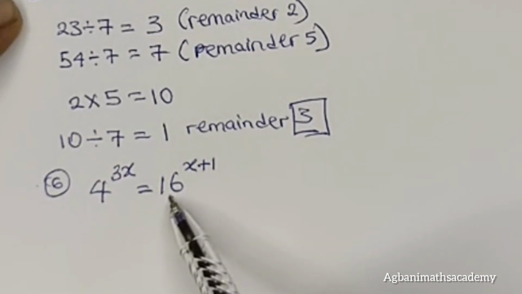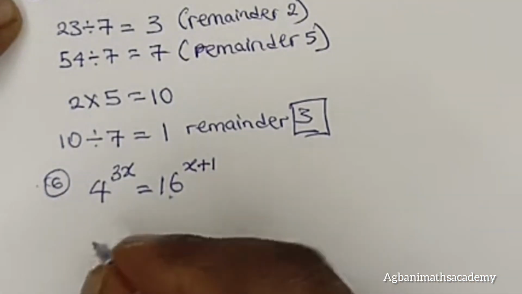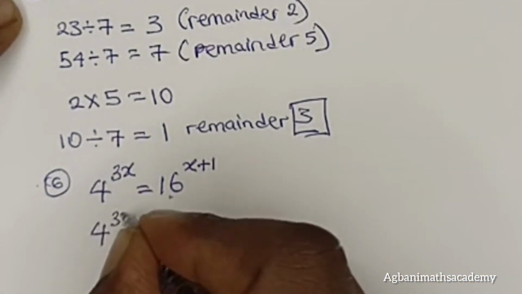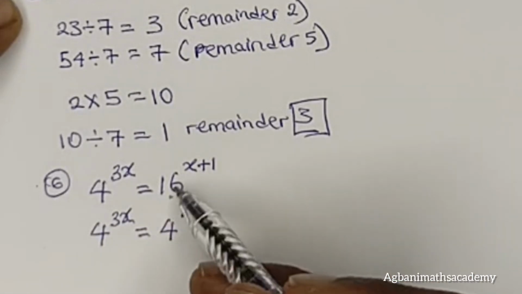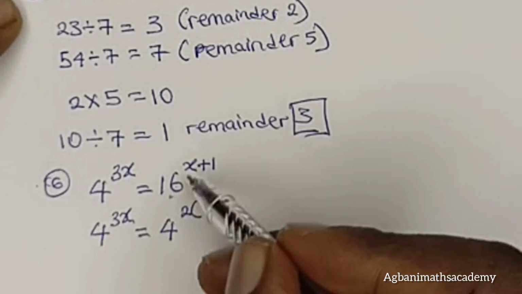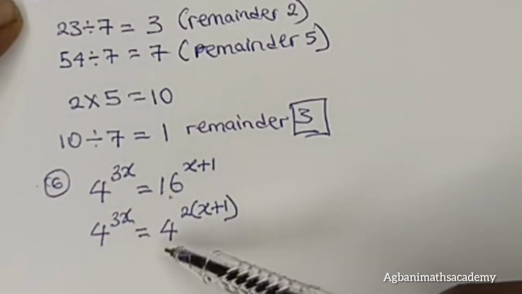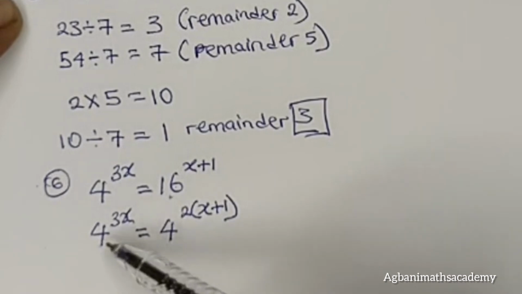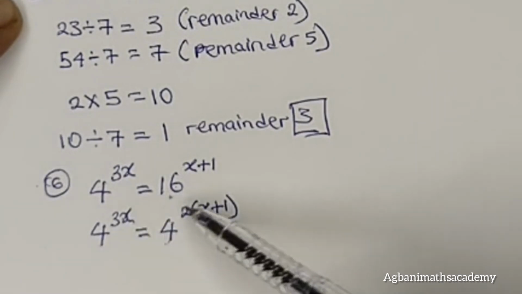16 is a multiple of 4, that's correct. But also, the square root of 16 is 4. So we can replace 16 with 4 square, because 4 square is the same thing as 16. So we have 4 to the power of 3x is equal to 4 square. 4 square is the same thing as 16, bracket x plus 1. So now the bases are the same. When the bases are the same, you equate the exponent.